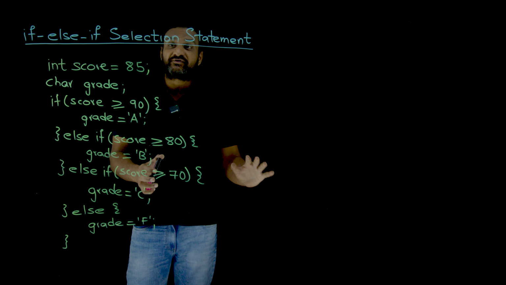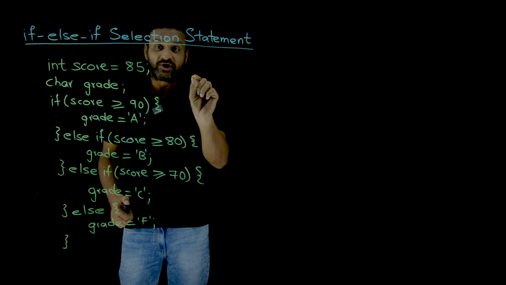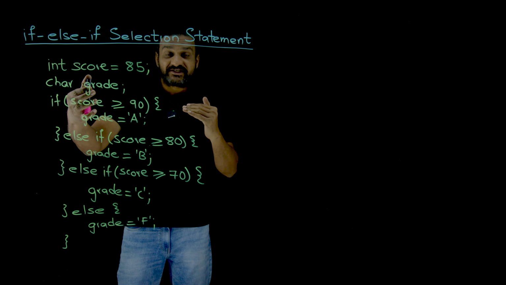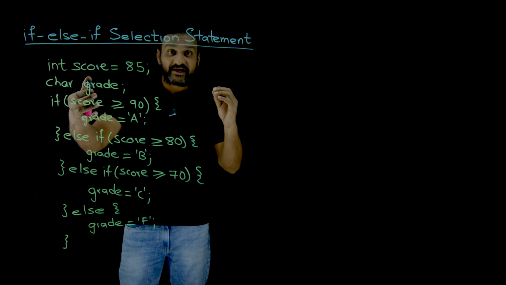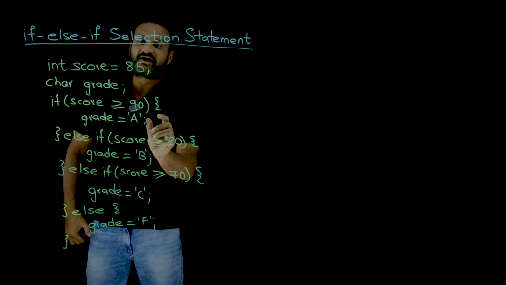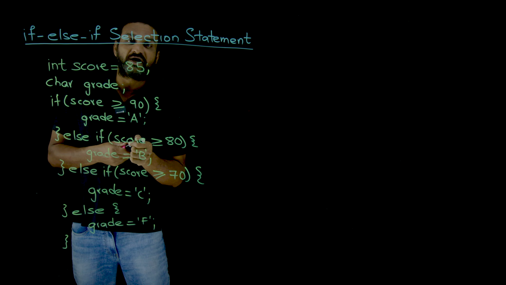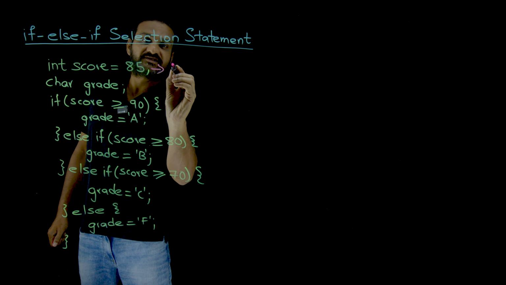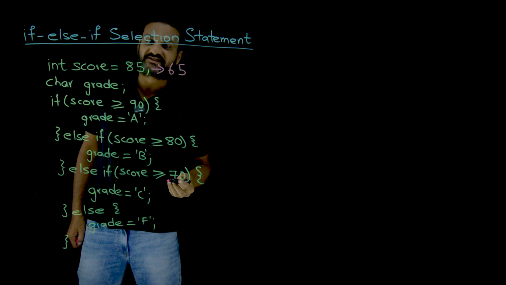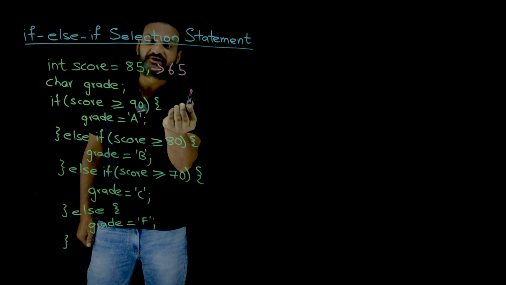What if the marks of the student are 65? Let's see that case also. How the chain of if-else statements gets executed can be easily understood if you consider the case of 65. So now the marks are, instead of 85, let's take it as 65. So 65 greater than or equal to 90. Is it true? No, it is not true.